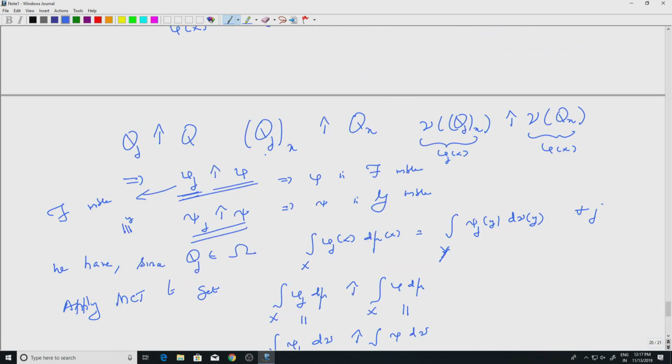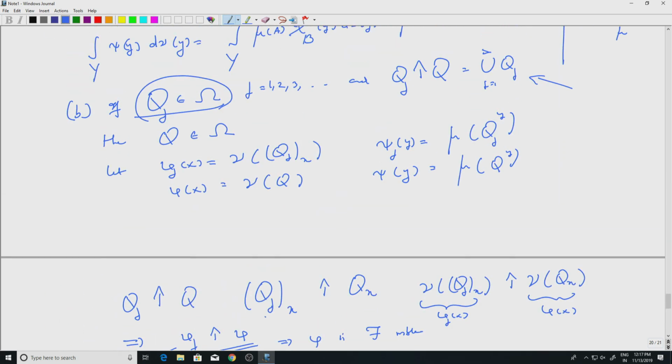So what did we prove? If I have Qj in omega and Qj increases to Q, then Q is also in omega. So omega is closed under increasing limits.